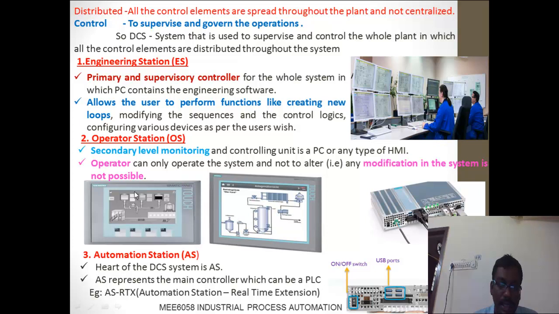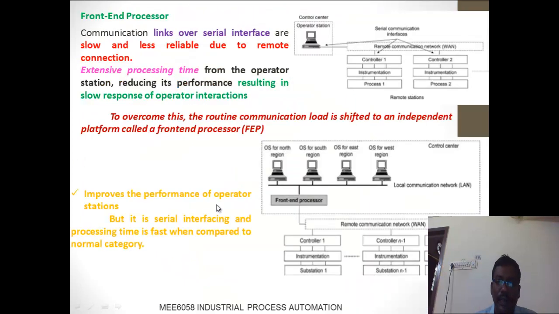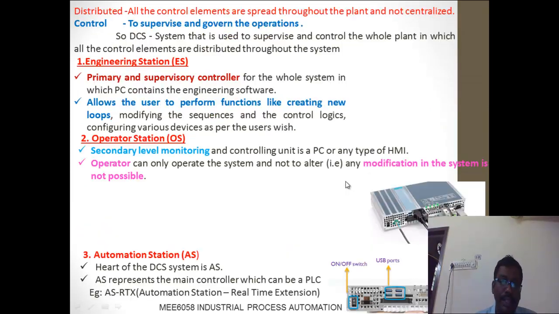Coming to the operator station, we can see the diagram station. The operator station is also called second level monitoring, a superior level monitoring. The controlling unit is a PC or any type of human interface. Here we can also say the front end processor. For every controller and every process, we have an operating station. You can see the operating stations for process 1, process 2, process 3, process 4.